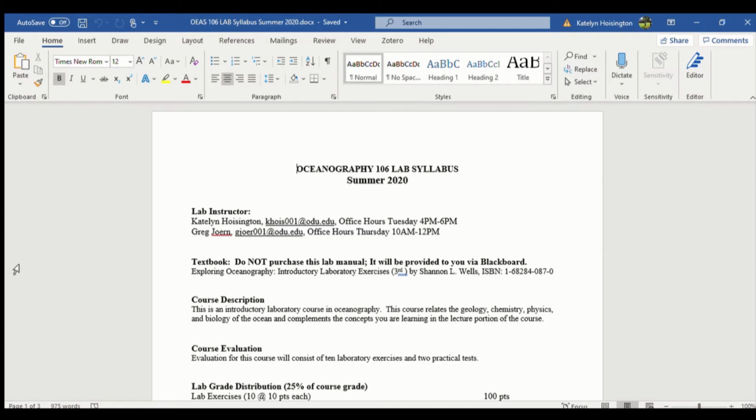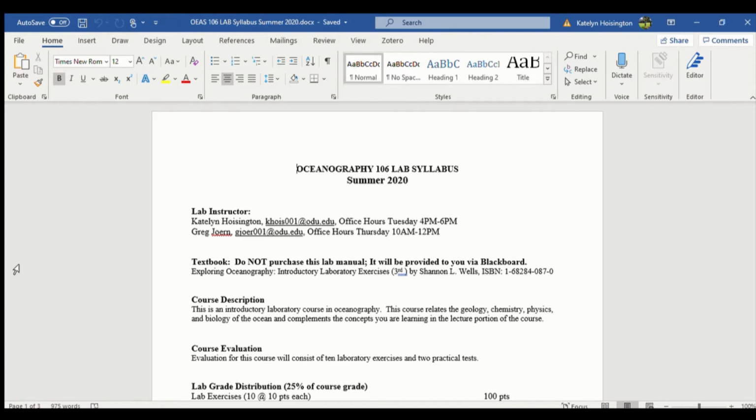So firstly, the textbook. We will be providing you your exercises online, so you do not need to purchase this lab manual. We will actually be editing some of the exercises, so if you do purchase the lab manual, you will not be able to use it for this course.